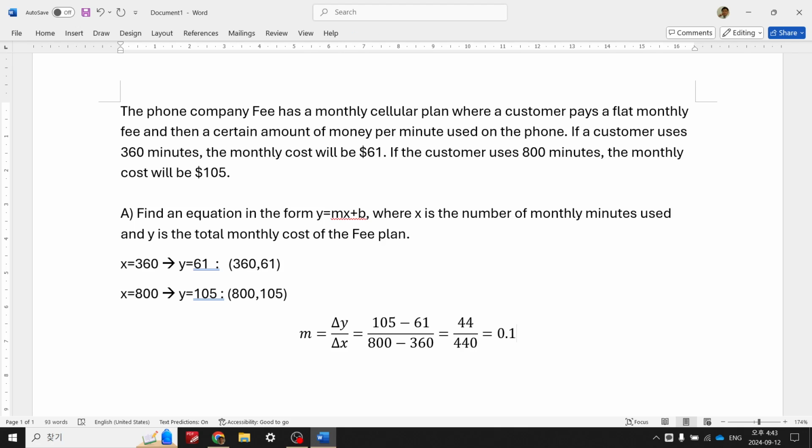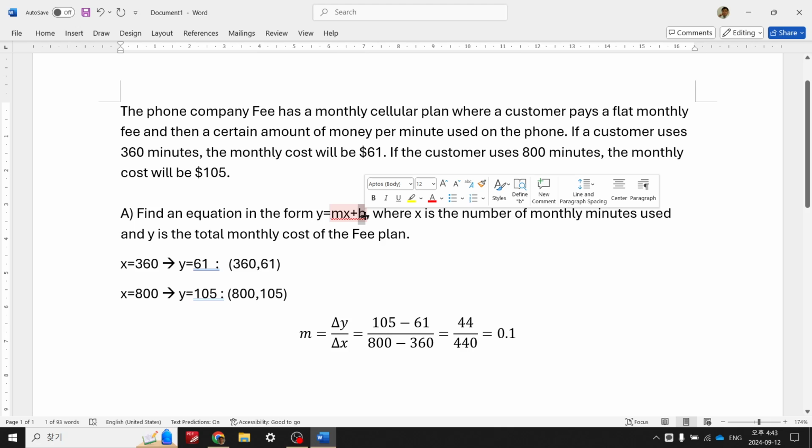Normally I go with fractions, but this time I'll use decimals because it's a word problem, and probably that's better. Okay, so we use 0.1 for m. Now the question is, how do I find b?